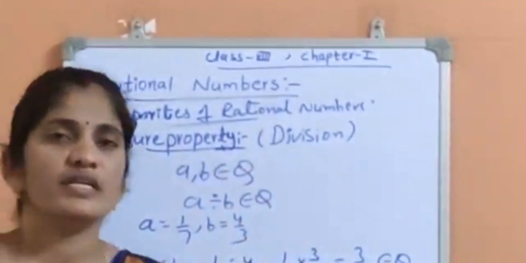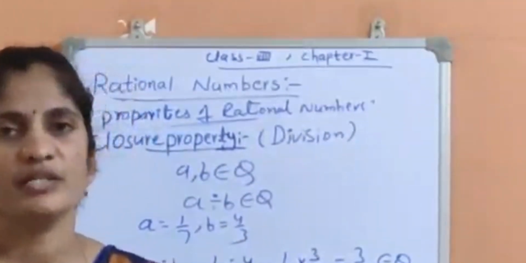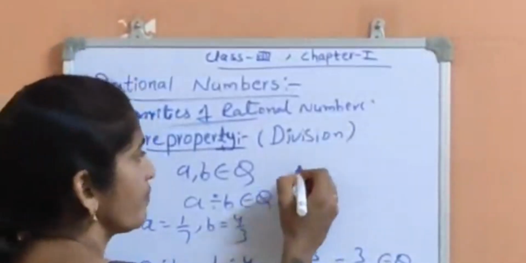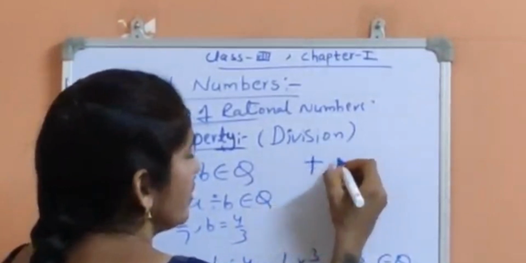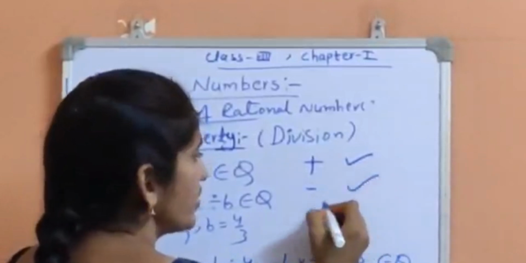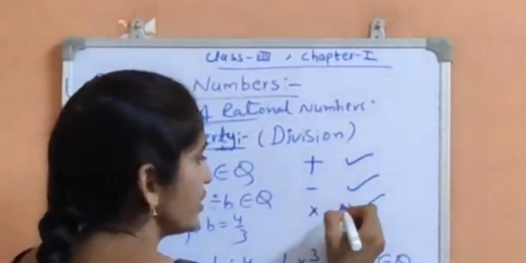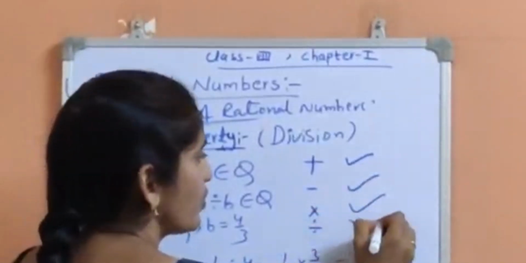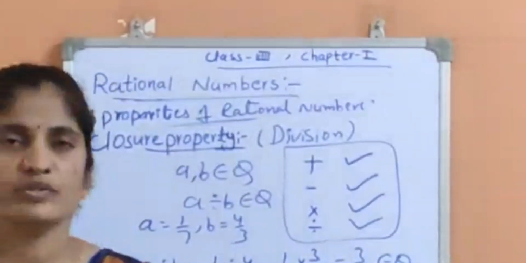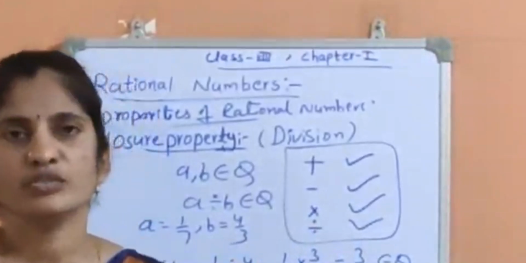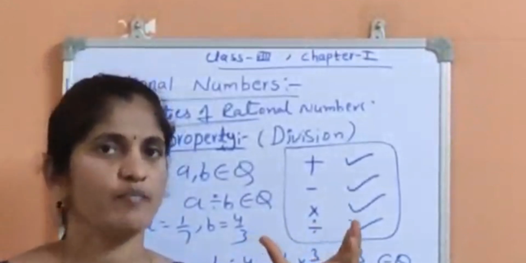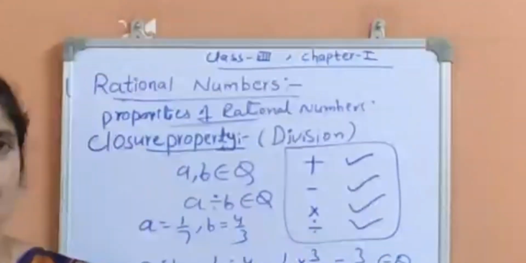So by this we completed the closure property under addition, subtraction, multiplication and division. Closure property is possible under addition, under subtraction, under multiplication and under division in the rational number system, we can generalize. So this is about closure property. In the next class we are going to discuss the remaining properties of rational numbers. I think you understood.